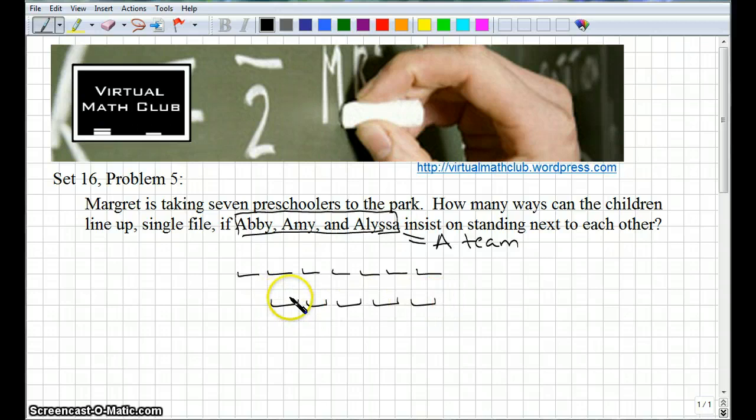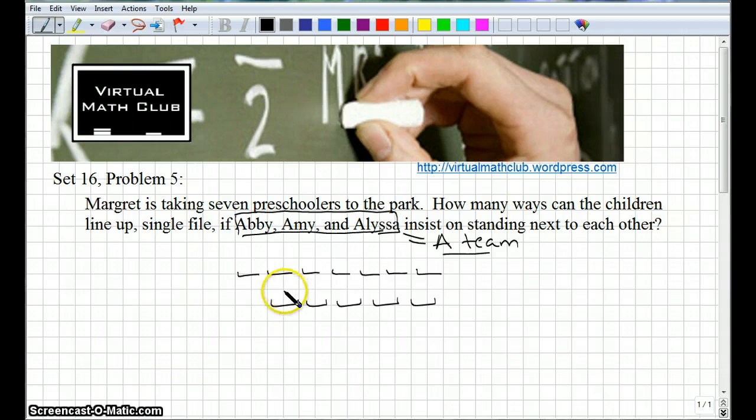So we'd have 5 choices for the first one, and those 5 choices would be either the A team or the other 4 preschoolers. And then 4 choices for the second, 3 choices for the third, 2 choices for the fourth, and then finally just 1 person left over who will automatically go in that slot. Okay? So that would be my hint to you, is to try to think of this Abby, Amy, and Alyssa group as one entity. You know, you can call it the A team. All right, so let's do that.